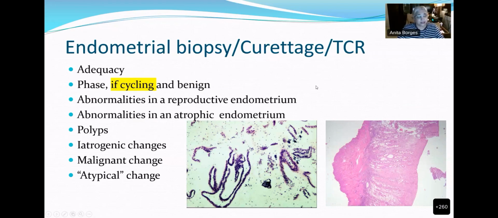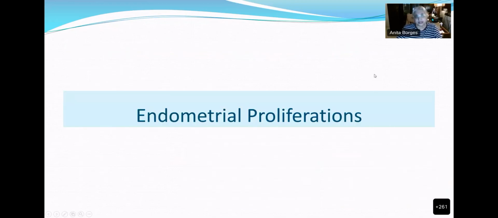You look for abnormalities in a reproductive endometrium, as Dr. Bhupesh said. That's happening less and less these days. Abnormalities in an atrophic endometrium, which may be polyps, or as we'll see, what else can happen. Iatrogenic changes, of course, we have to look for malignant change, or what we call atypical change. And we'll see some of these examples. All right? Let's look at endometrial proliferations.